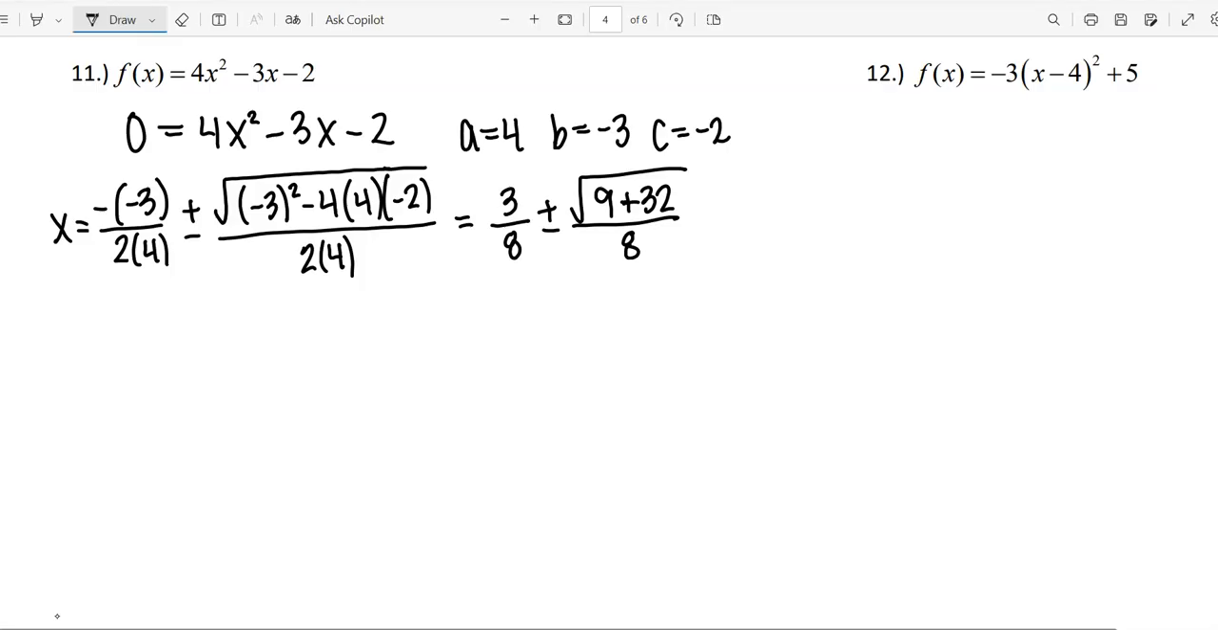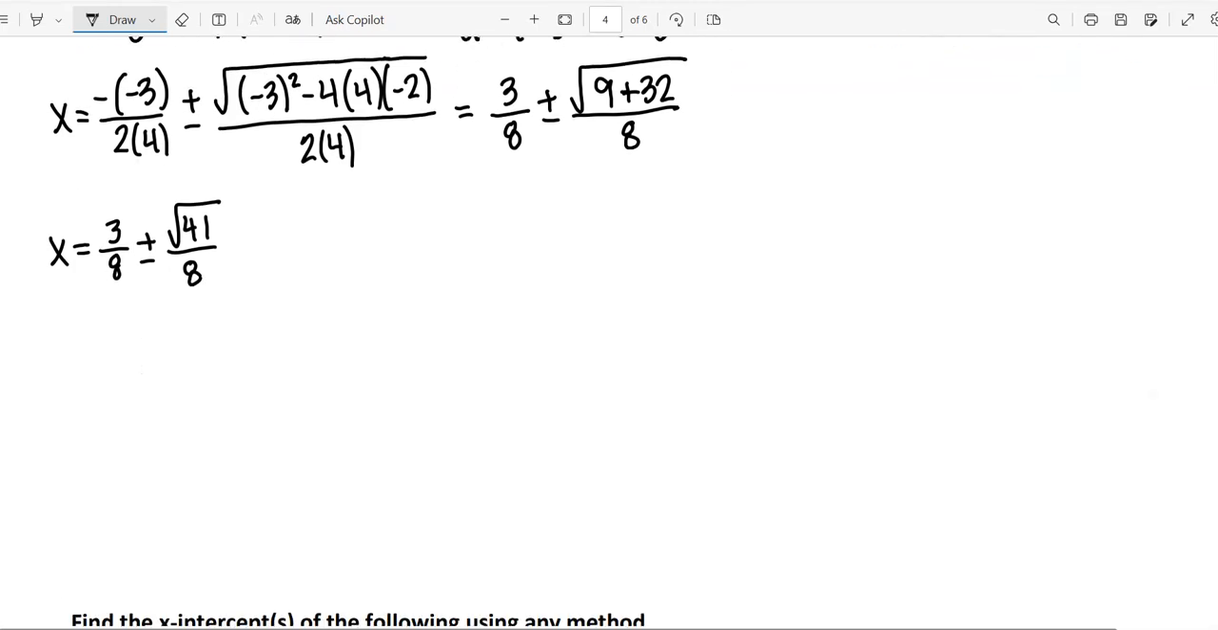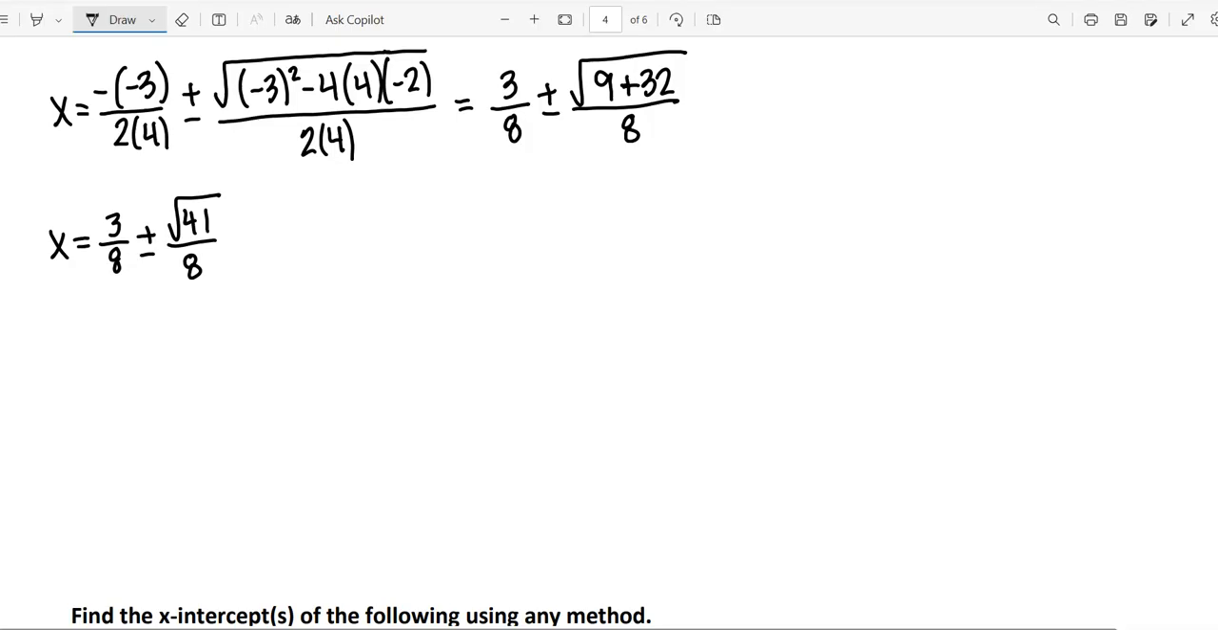Now what? Add those together. So I've got 3 over 8 plus or minus the square root of what? 41. And that's over 8. What do you know about 41? It's prime. Is it a perfect square? No. What kind of number is the square root of 41? Irrational. Can it be added to 3 over 8? No. It is real.